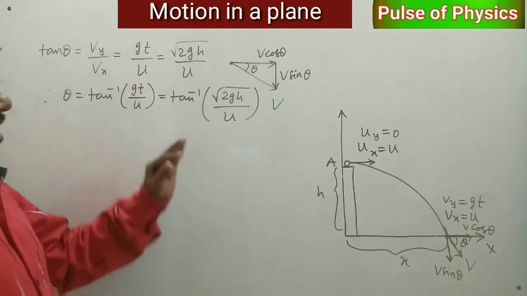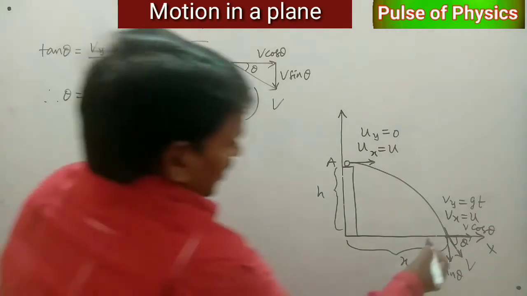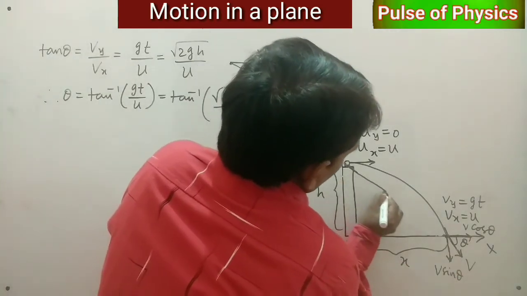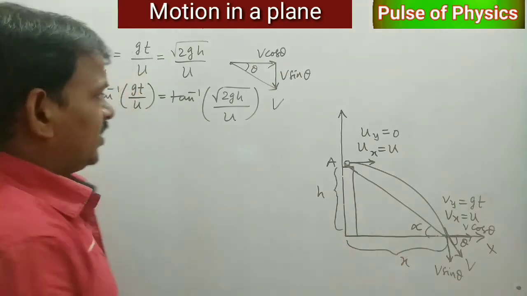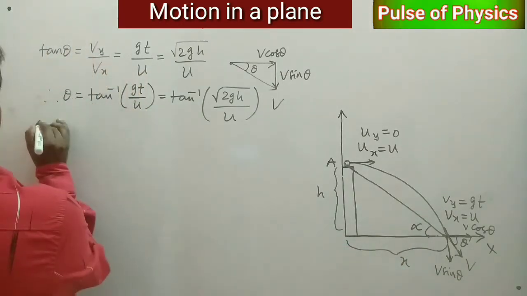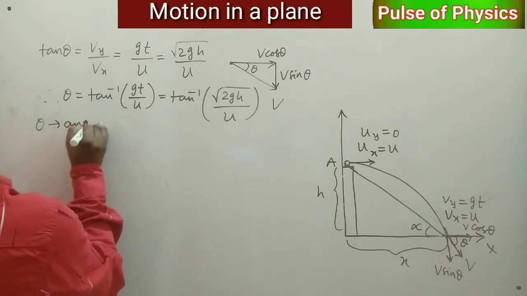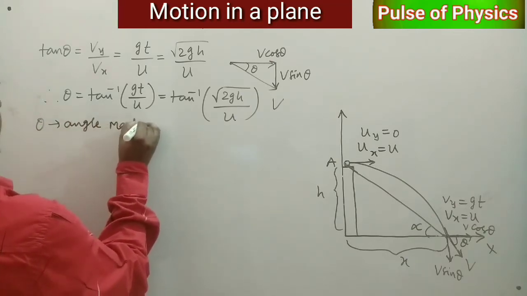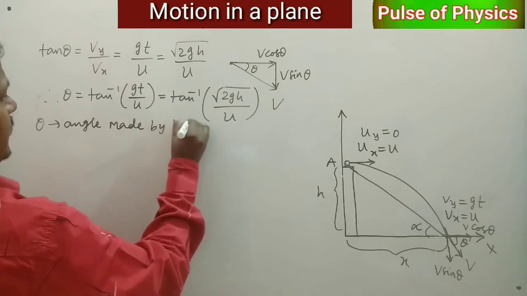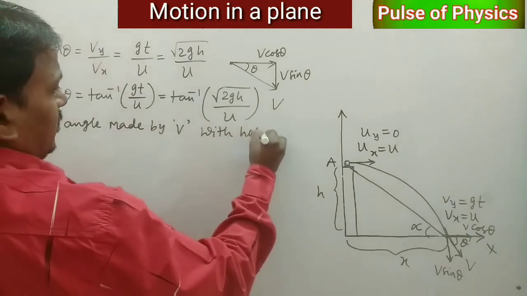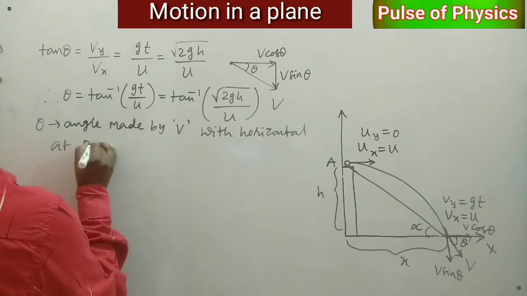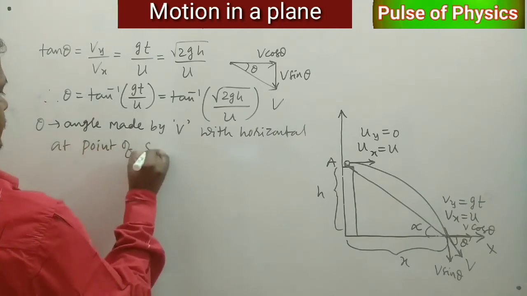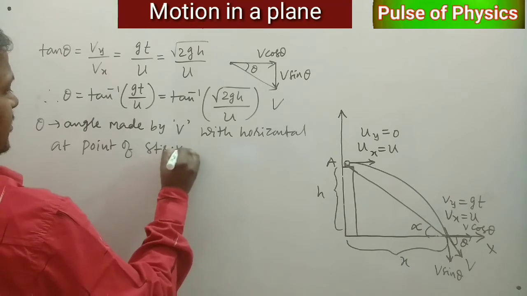See, here if I join these two, we have to find alpha, right? Here theta is the angle made by velocity with horizontal at the point of striking the ground. Striking the ground.